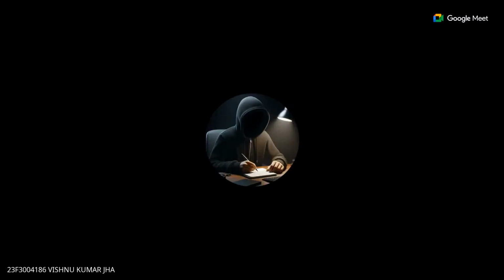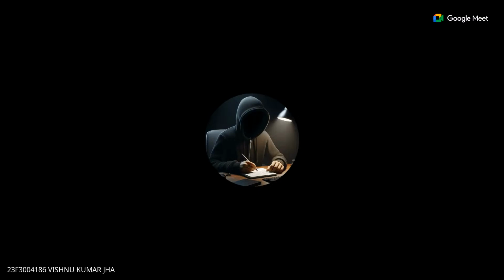Ma'am, I am not able to open any folder in VS Code. Why? I have shown you. Are you not following the same? Yes, ma'am, I am following the same steps, but it is not opening. I don't know why.